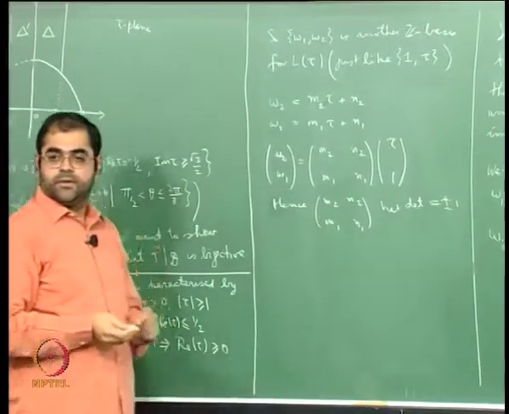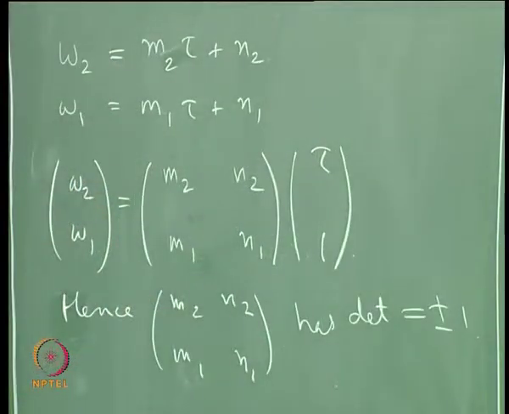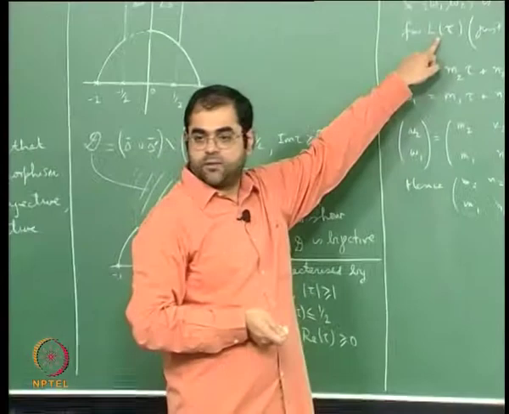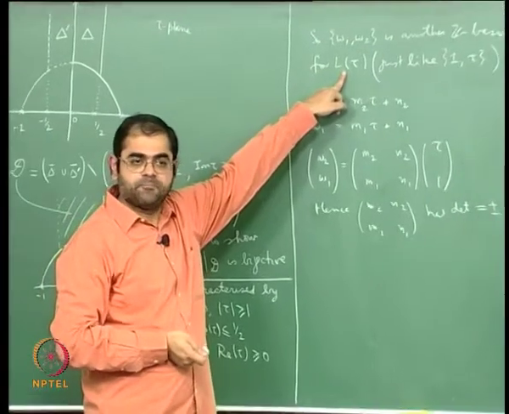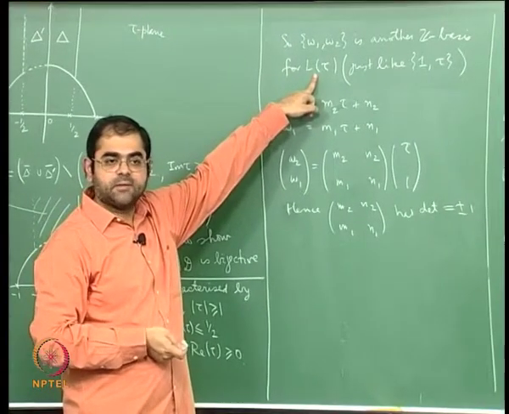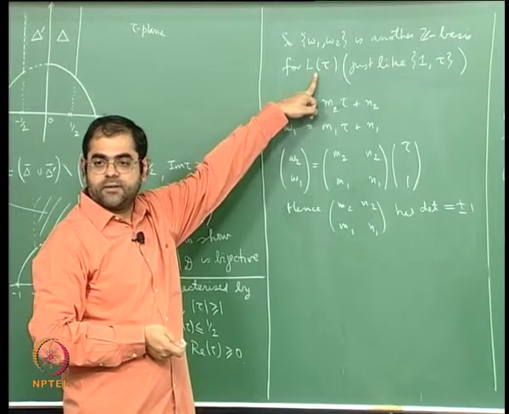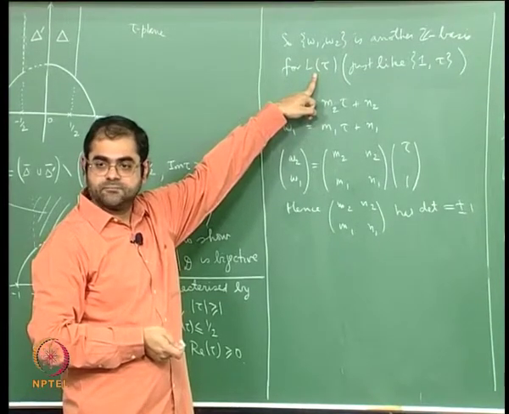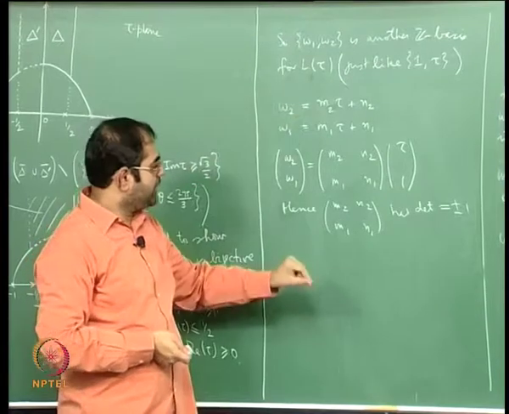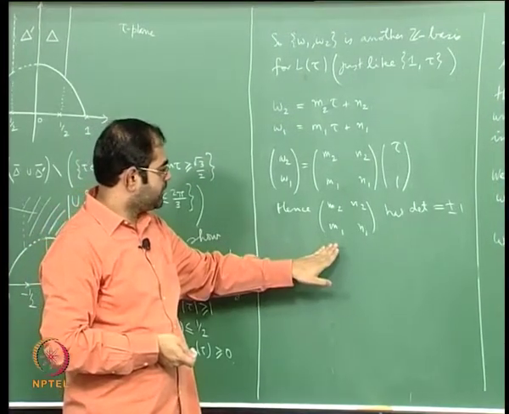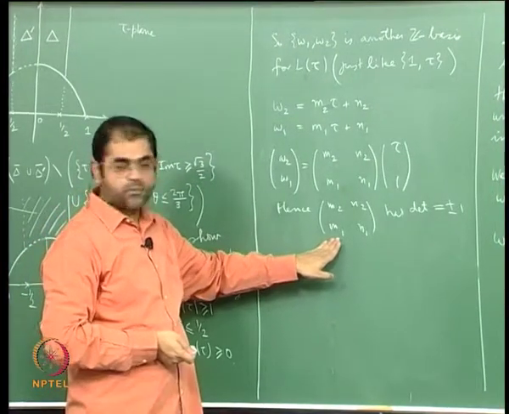Okay, because you see it is a map of L tau to L tau, which is a Z-linear map. Okay, and it is taking a basis to another basis. Okay, therefore it is an isomorphism. Okay, so you see, you can think about this.